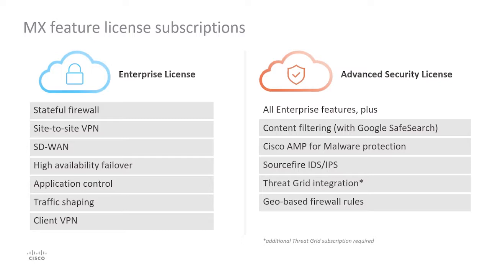The most important thing to know about these 2 licenses is that you must be running the same licensing level organization-wide. You may have multiple networks within your organization. You may want to run Advanced Security at your head office, but want to run Enterprise at the branch offices and for the teleworkers. Unfortunately, you are not able to do this. All MXs within an organization must be licensed to either All Enterprise or All Advanced Security.